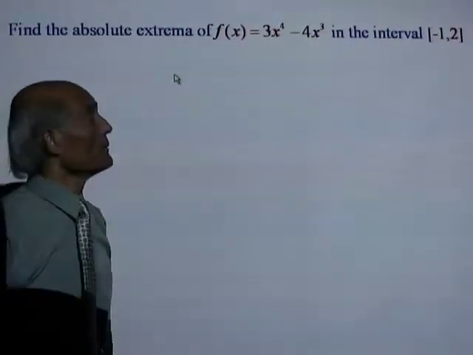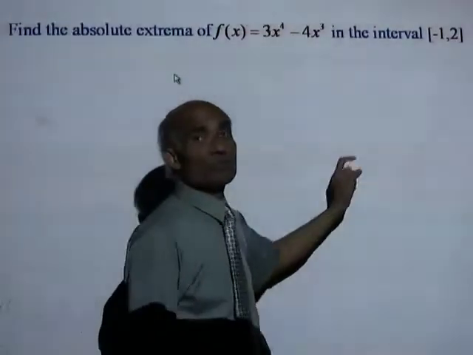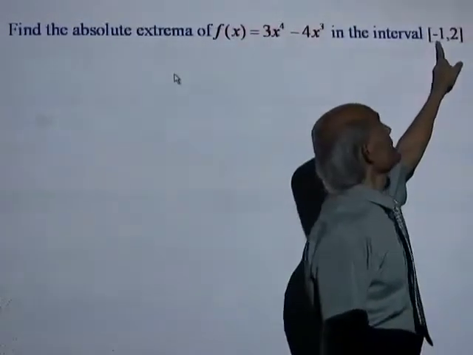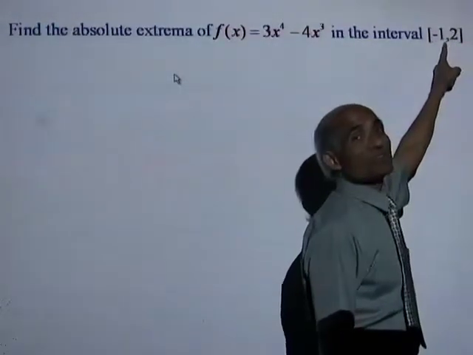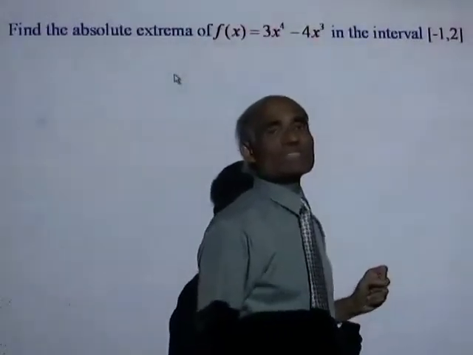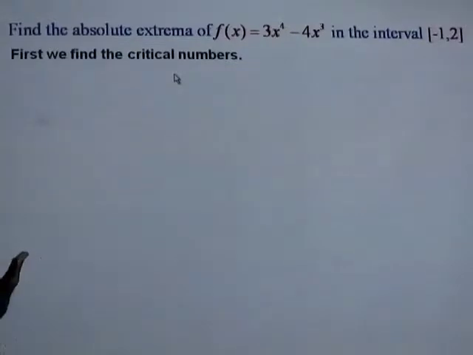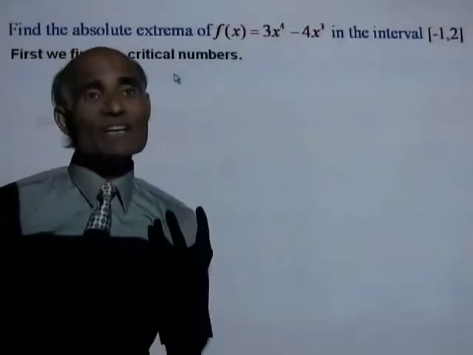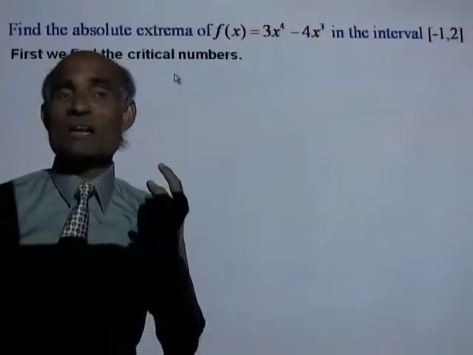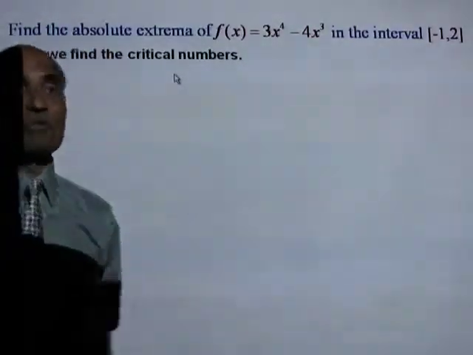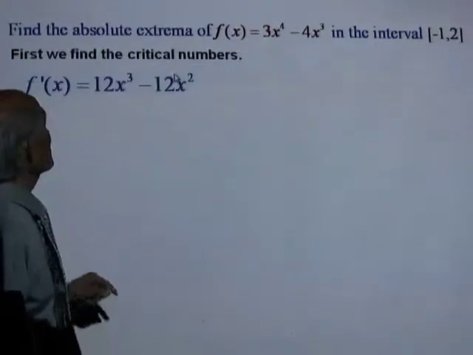power of 4 minus 4x cubed on the interval. If you cannot read it on the screen, it is -1, 2. On the interval -1, 2. How do we start? We first find the critical numbers by setting the derivative to 0. All right, let's first find the derivative.